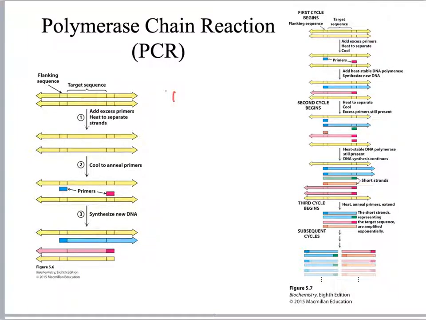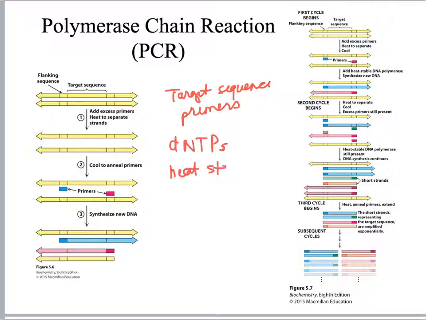So you have to have a target sequence, you have to have primers, you have to have all four of the dNTPs, so dATP, dGTP, dCTP, and dTTP. These are added in there. And you also have to have heat-stable DNA polymerase. Okay, these are all added into the reaction. And the process generally involves 3 steps.